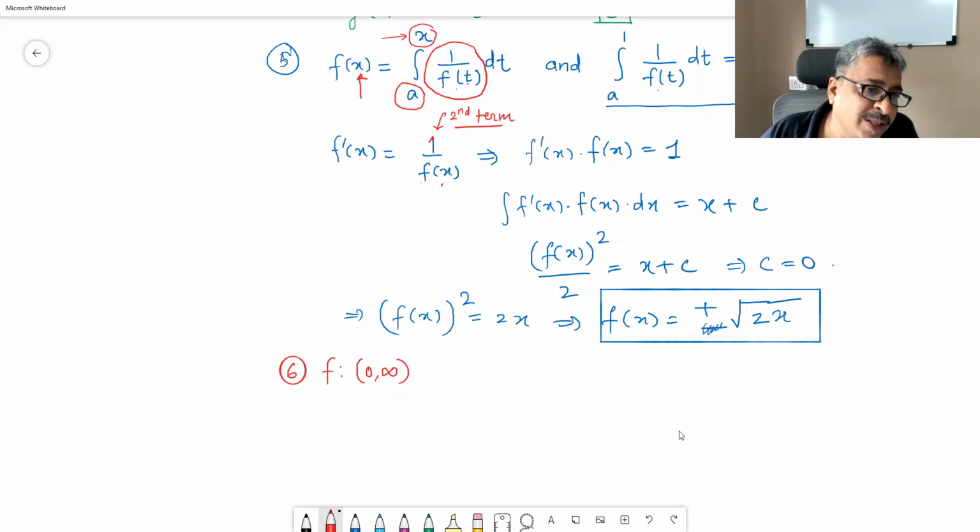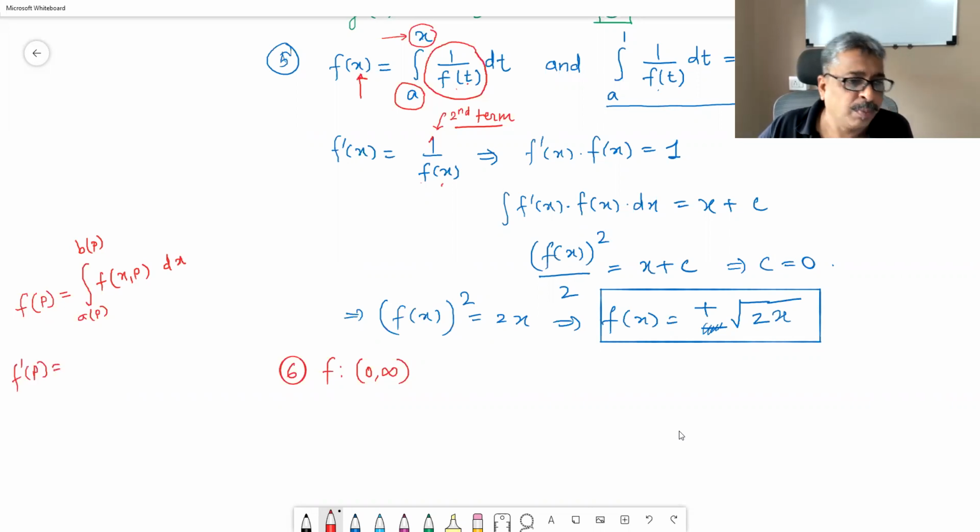So the formula has to be remembered like this: F of parameter is equal to integral a of parameter to b of parameter f of x comma parameter, or parameter comma x. This is not important. Differentiation with respect to variable x. Then f dash of p is equal to parameter. First term, integral, limits as it is.